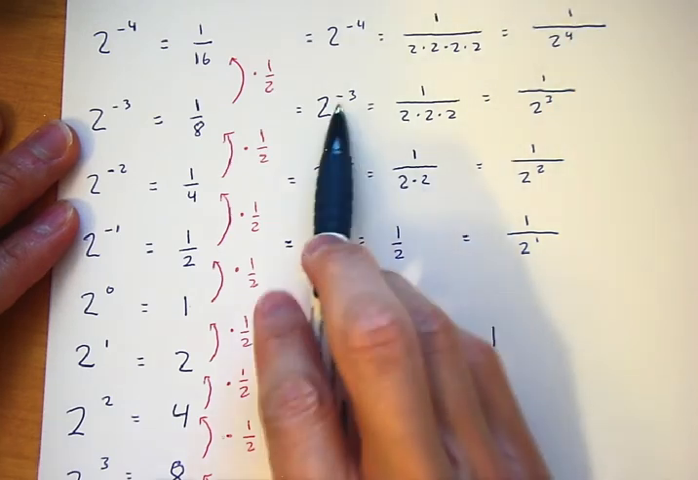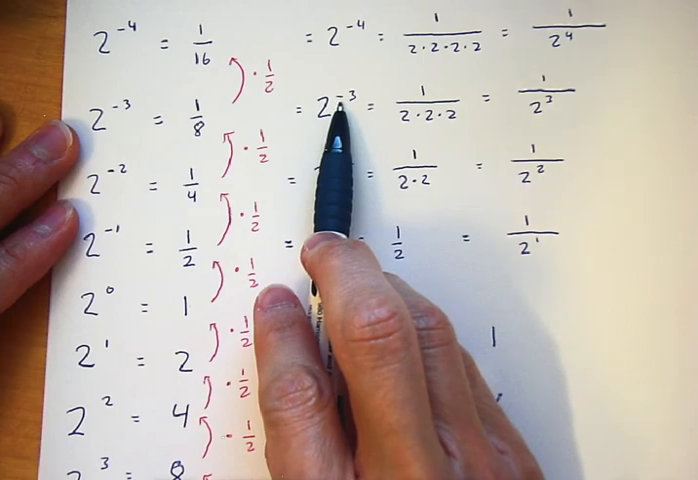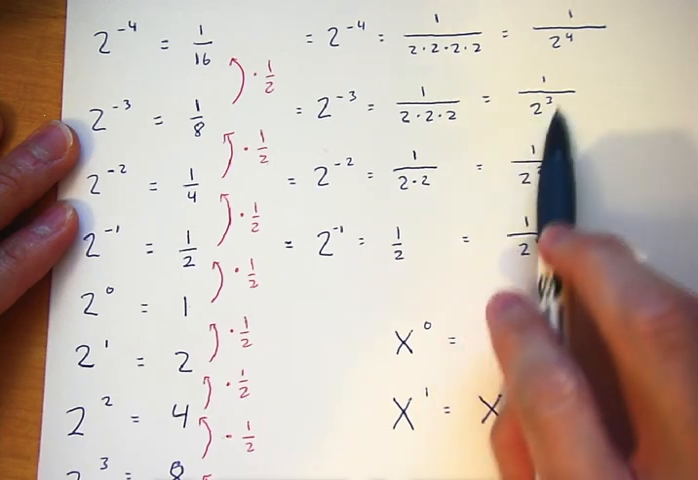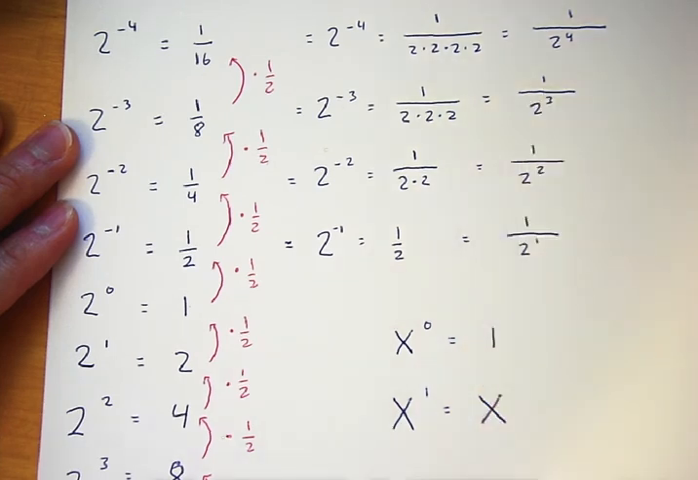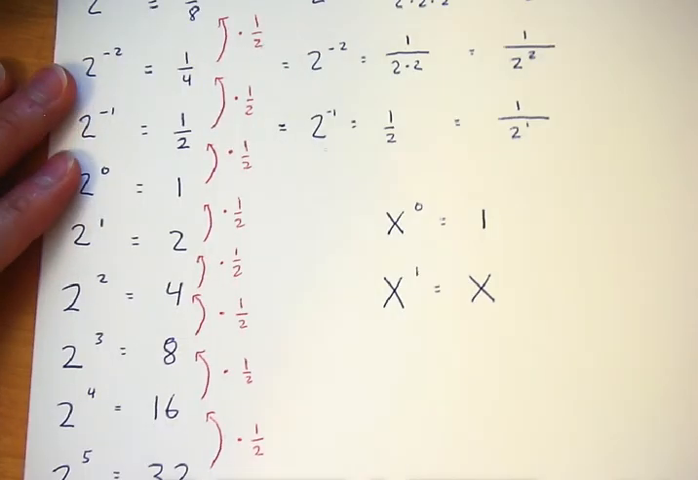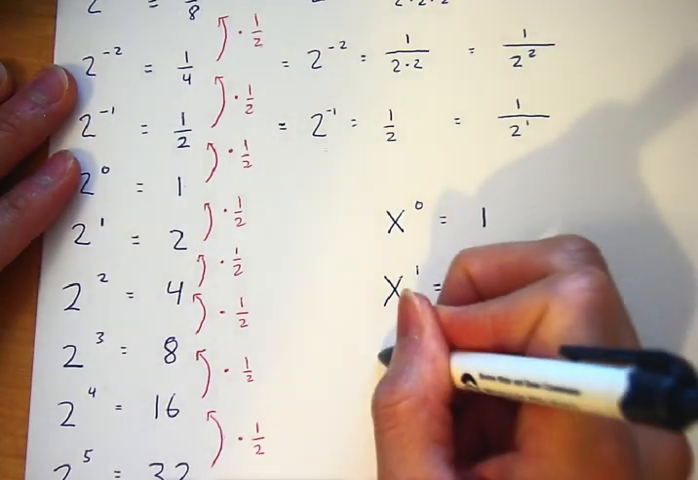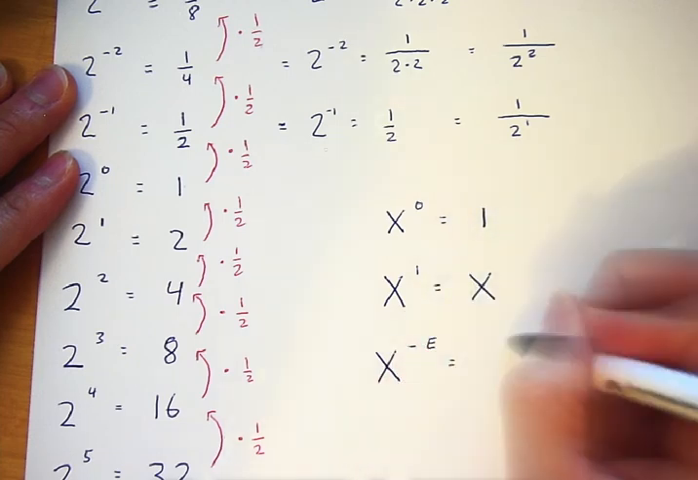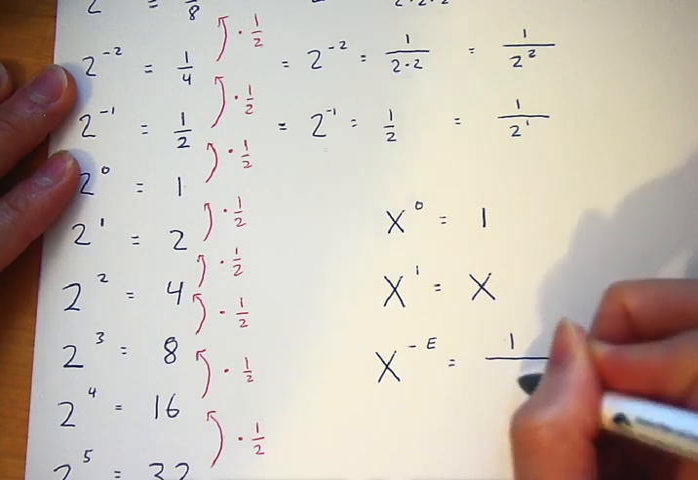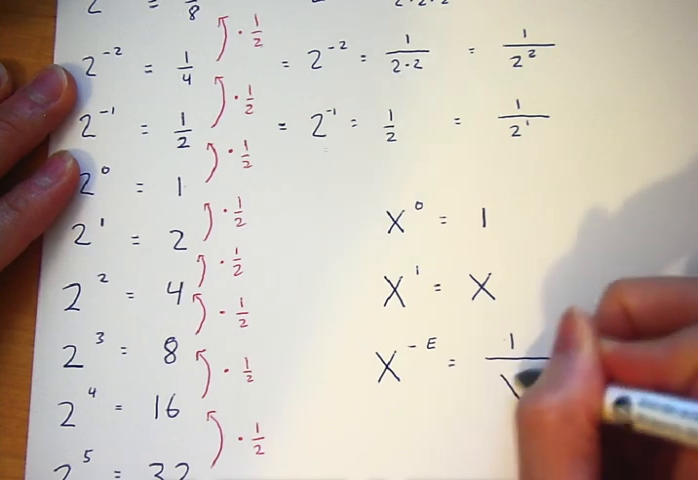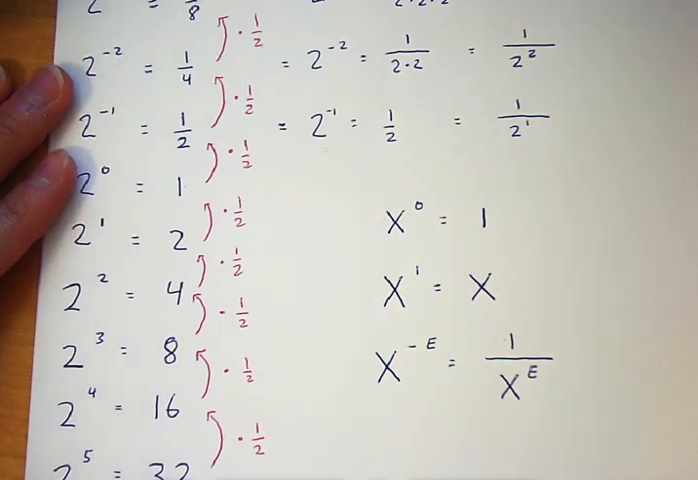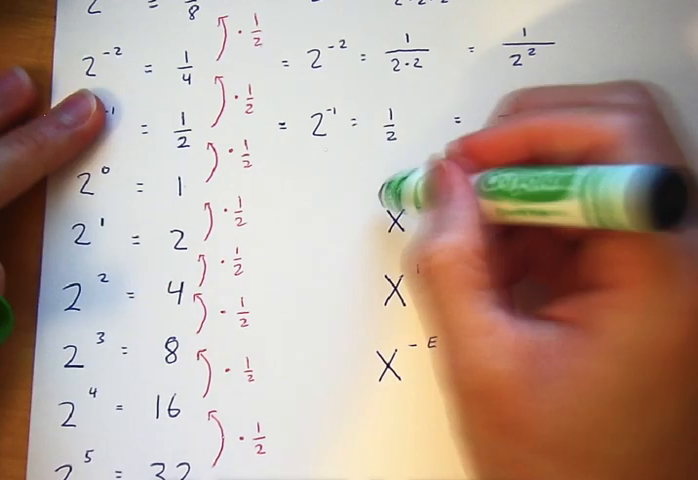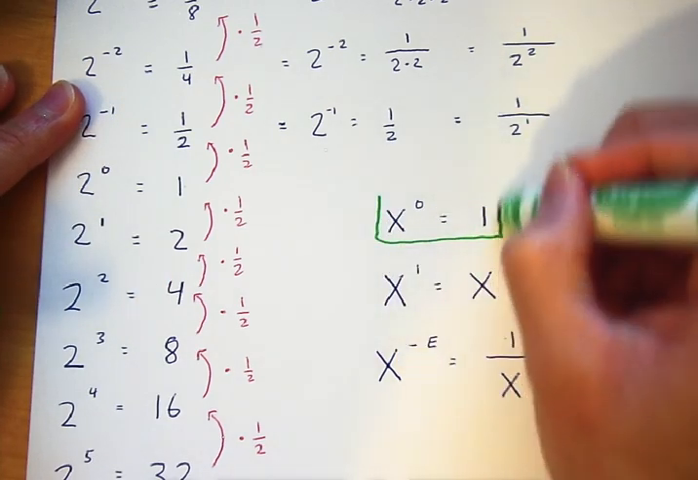So having a negative exponent, all you do is change it to positive and put it on the bottom of a fraction, and on the top of the fraction is a 1. So if I have x to the negative e, that would just be 1 divided by x to the exponent e on the bottom. So these three are our summary of this video.